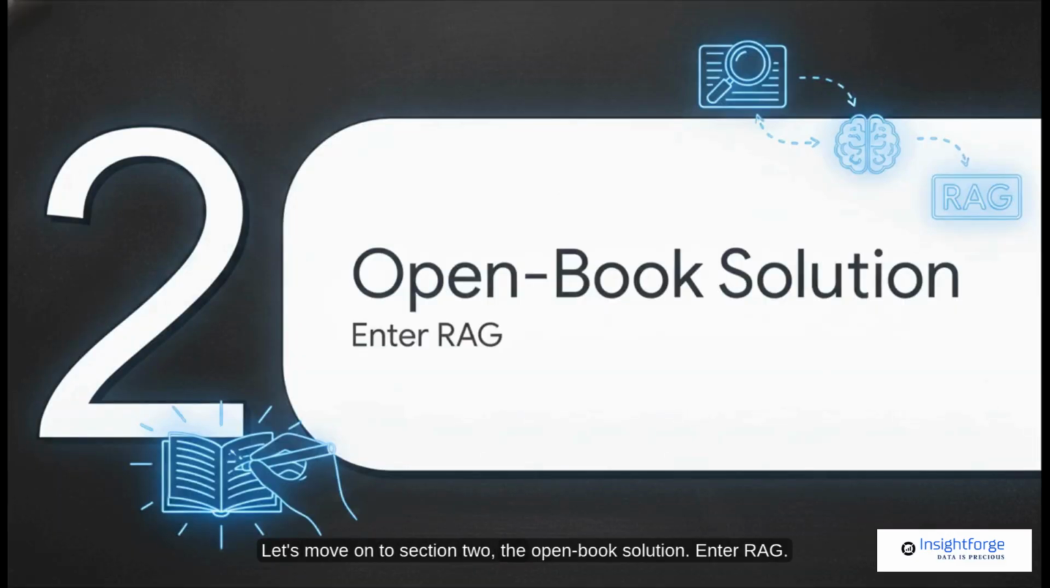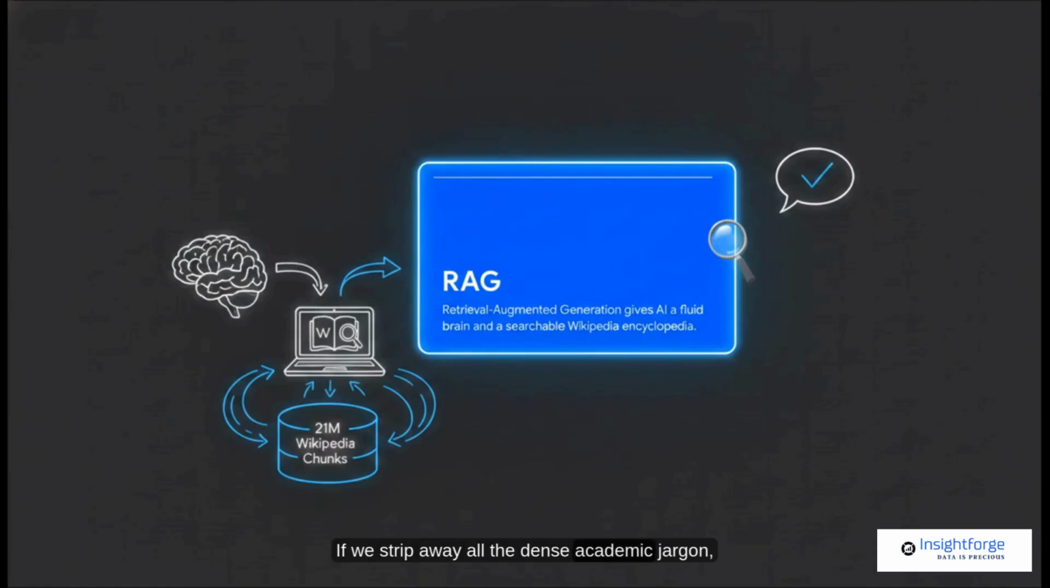Let's move on to Section 2, the open book solution. Enter RAG. If we strip away all the dense academic jargon, the core contribution of this paper is actually incredibly intuitive. Retrieval-Augmented Generation, or RAG, is exactly like letting the AI walk into that exam room with its fluid reasoning brain, which is a sequence-to-sequence model, and a laptop connected to a massive searchable encyclopedia. Specifically, these researchers gave the AI access to what they call a non-parametric memory. It's a dense vector index made up of 21 million 100-word chunks of Wikipedia. So now, when asked a question, it searches the encyclopedia first, reads the relevant pages, and then uses its brain to write a perfectly tailored answer.